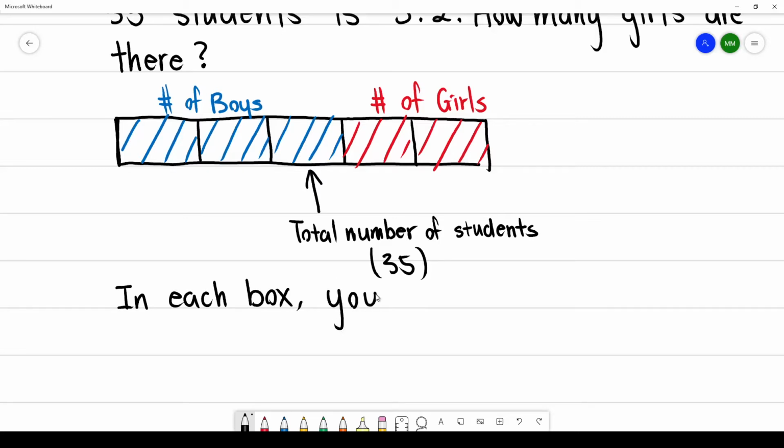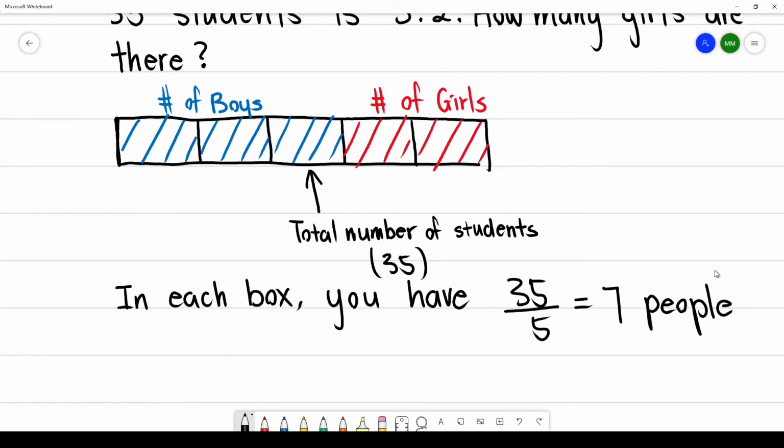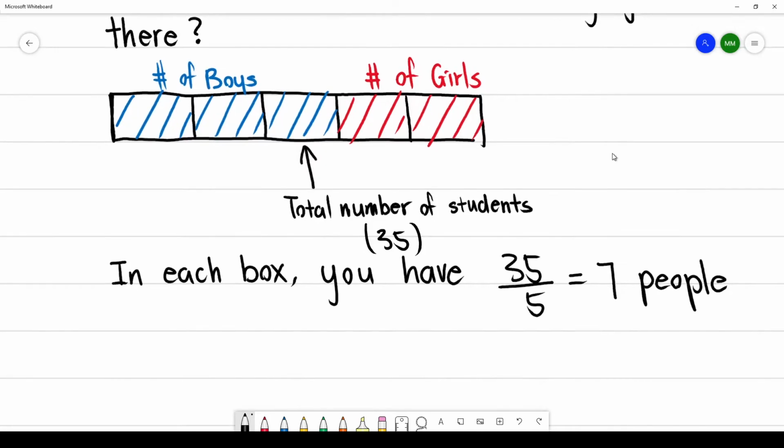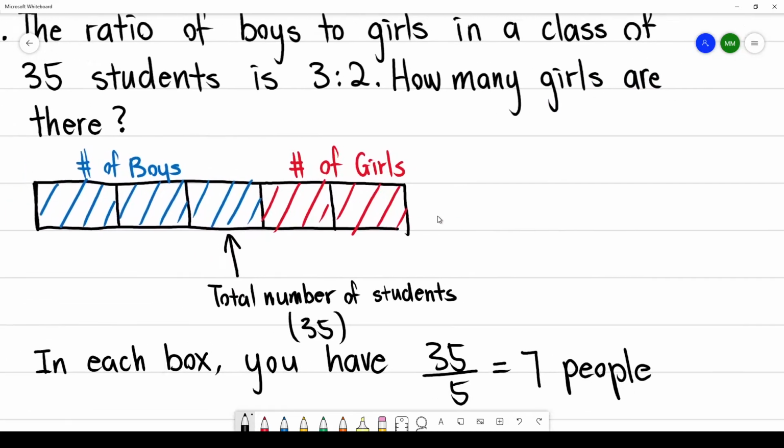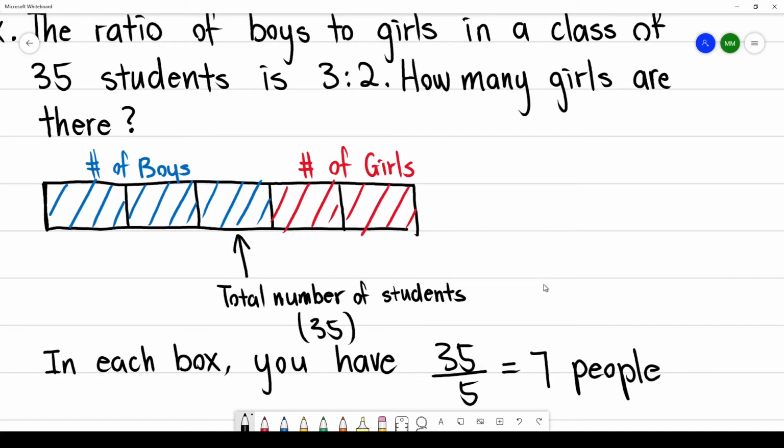you have 35 divided by 5 is equal to 7 people, right? So that is where the 7 comes from. So you try out numbers and you got a 7. And this is what the 7 represents. It represents that if you do it like this, as a box, then in each box there will be 7 people.